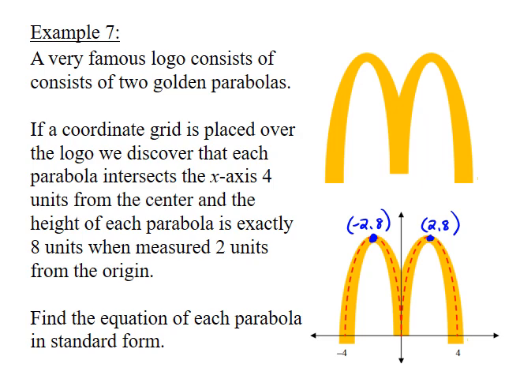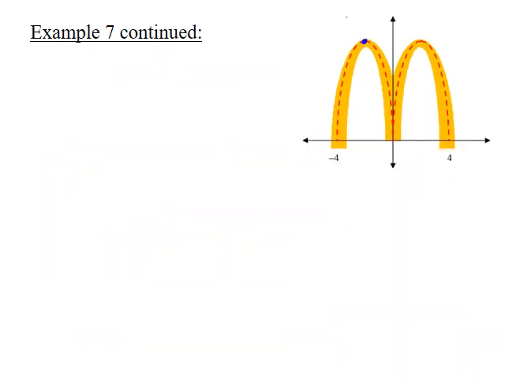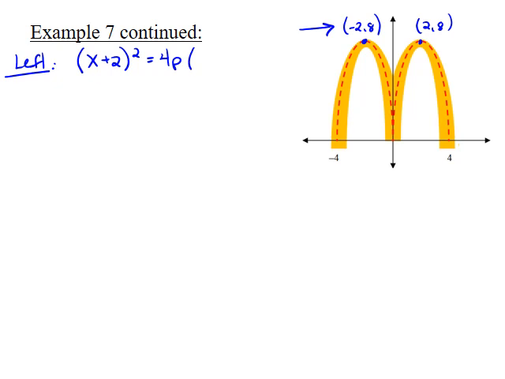We're going to take this onto the next slide, and we're going to find the equation of each parabola. I'm going to call this the left parabola and this the right parabola. Okay, so let's go ahead and do that now. So again, negative 2, 8 and 2, 8. Now these are parabolas opening downward, which means we're going to have x squared. So the left parabola has this vertex. So writing that, I'll have x plus 2 quantity squared is equal to 4p times y minus 8.